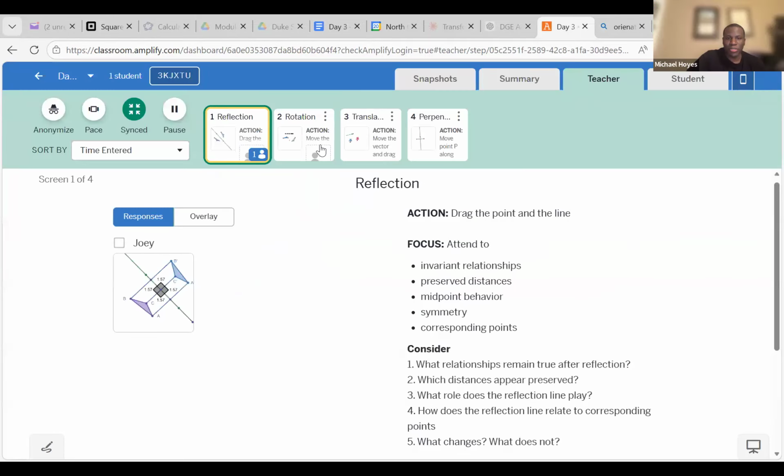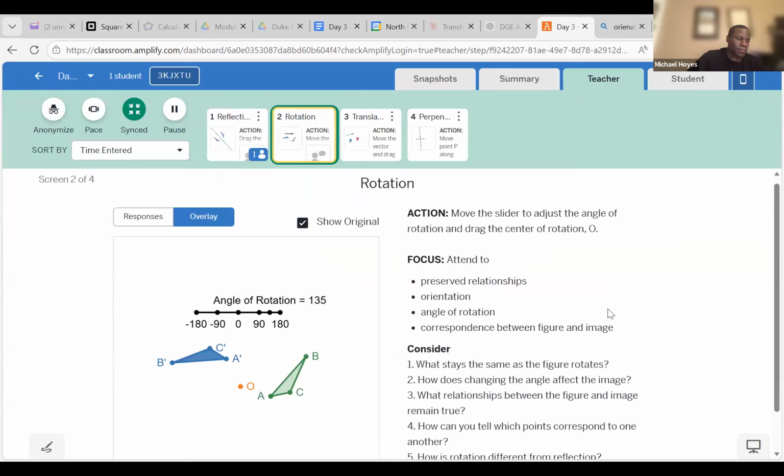Now to speak a little bit towards rotation. Same kind of thing. You have this activity and there's a slider for you to change your angle of rotation. It's going to be rotating around the point zero, that's your center of rotation. You can move your center of rotation, you can move your pre-image A, B, or C, and you can move your angle of rotation. I'll give you 4 minutes to investigate that, and then we will speak a little bit to it.